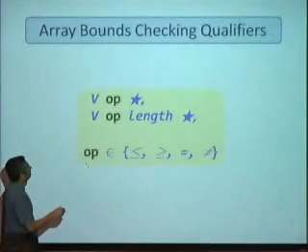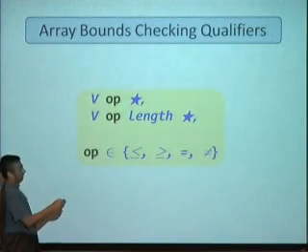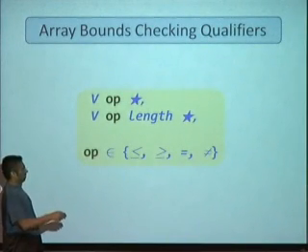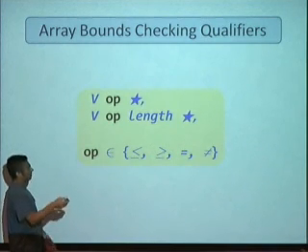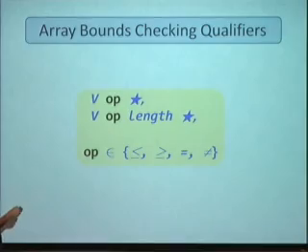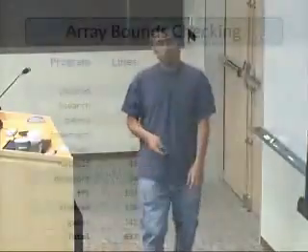So you just have 2 kinds of qualifiers. V op star, where op is one of your favorite: less than, greater than, equals, not equals. Throw in strict less than as well. And V op length star, which is the array length. Okay, that's it. These 2 qualifiers.